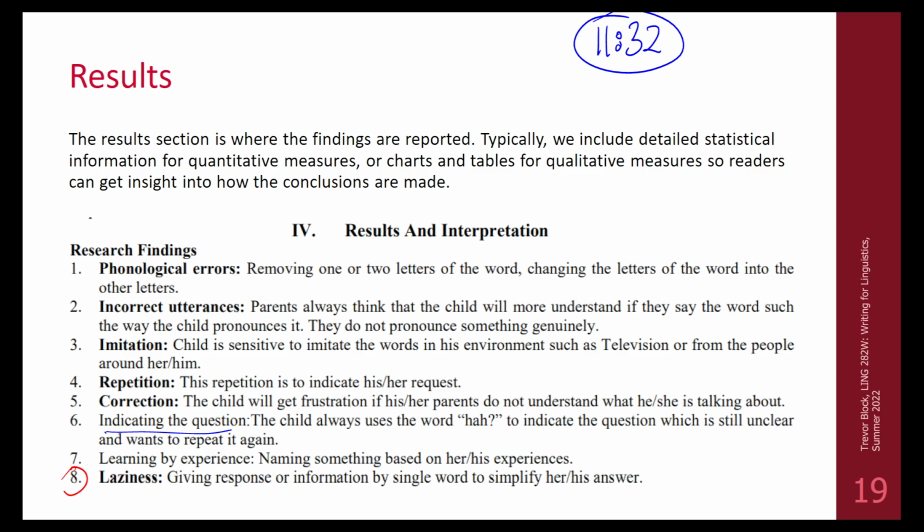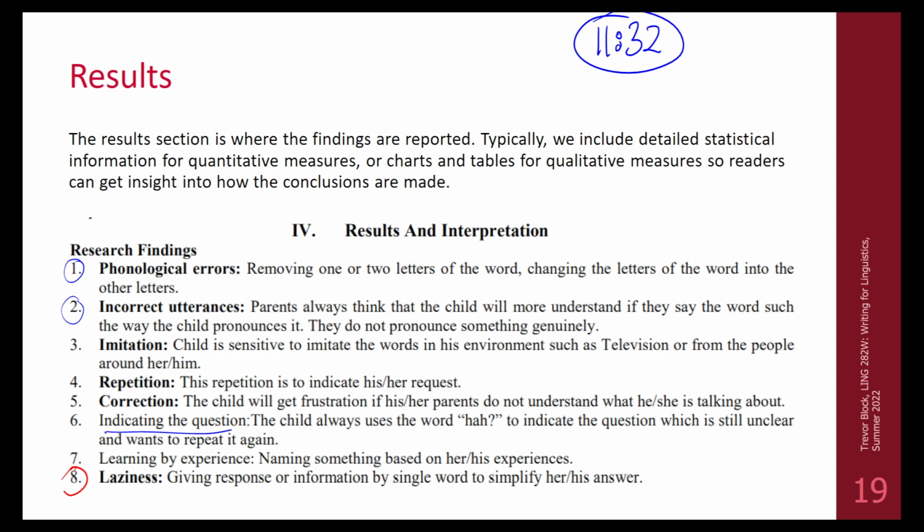So if we compare 1 and 2, 1 clearly talks about the child, removing 1 or 2 letters of the word, changing the letters of the word into other letters. That's a thing that children do. That's a phonological error. But 2, for incorrect utterances, it says parents always think that the child will understand more if they say the word the way the child pronounces it. They do not pronounce something genuinely. This is about the parents, but I thought the analysis was about Micaiah, the kid. So it's unclear why this is even in there.